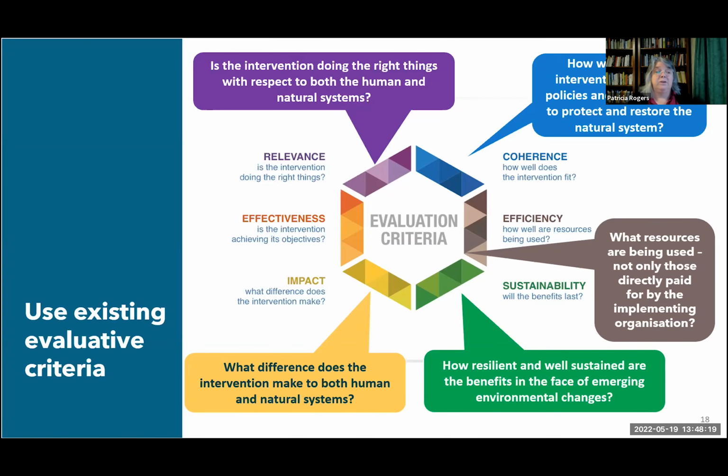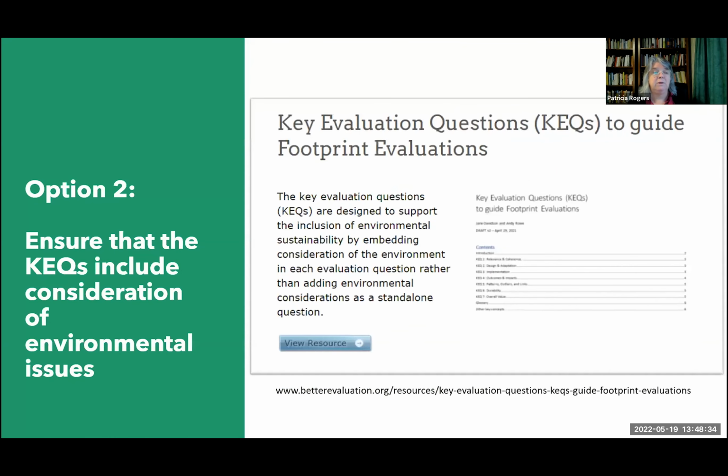So 5 of the 6 of the OECD-DAC criteria really give you, not only give you permission, but actually I think oblige you to consider the environment. So that's the first strategy. Jane's going to talk through a second strategy about key evaluation questions.